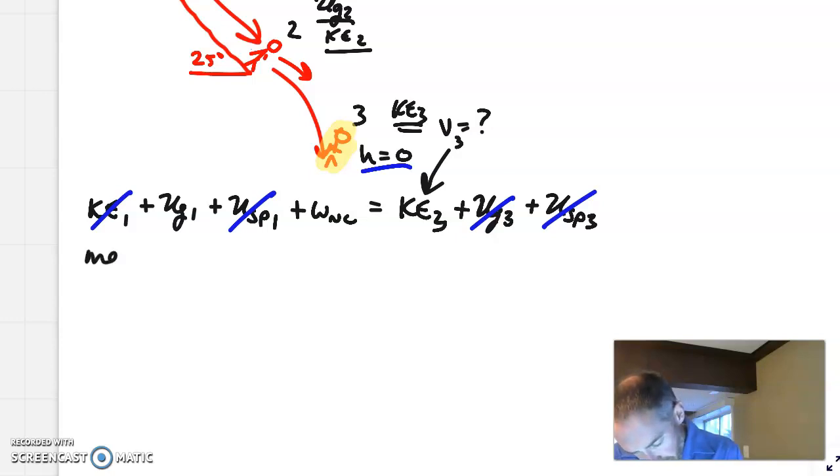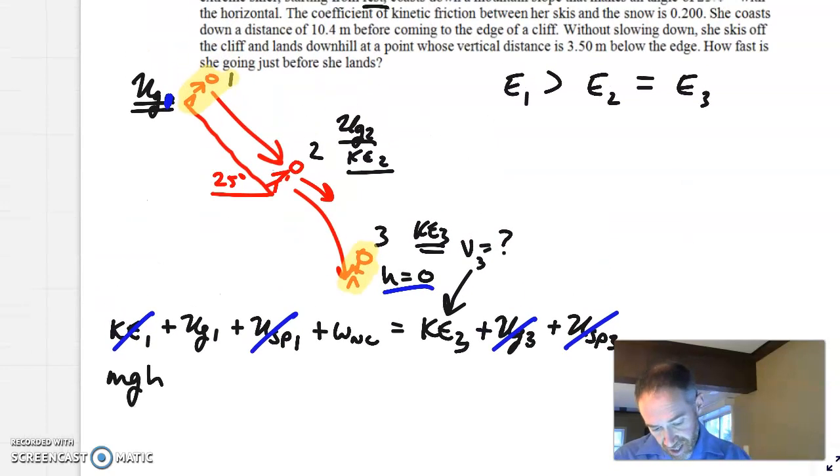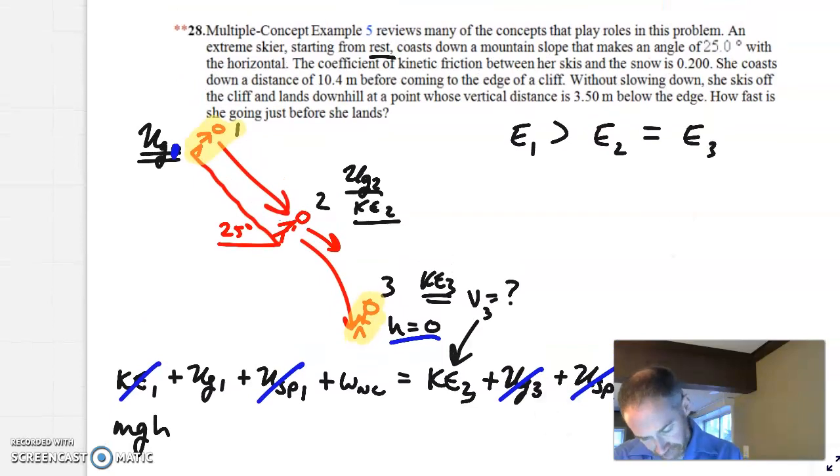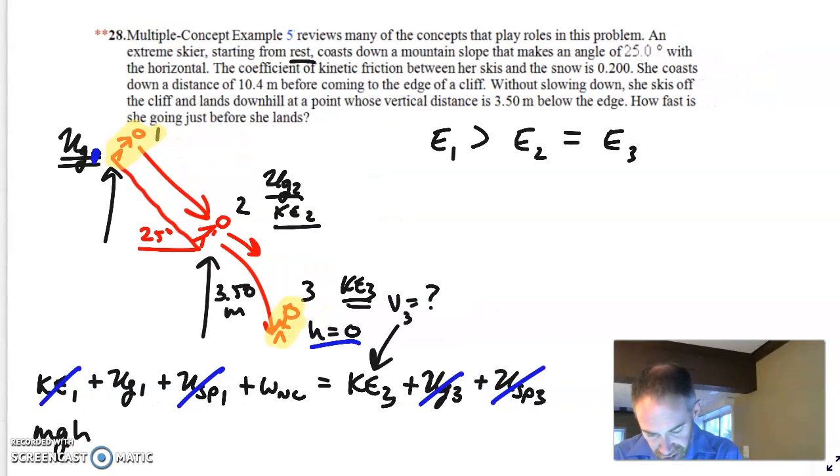Well, mgh. Now that h is the h above height equals 0. So that's in 2 bits in this problem, yeah? It says that this part right here is 3.5 meters up. And then there's also this part right here. Hey, look at what I'm drawing there. It told you that she slides down 10.4 meters. So do you see something?